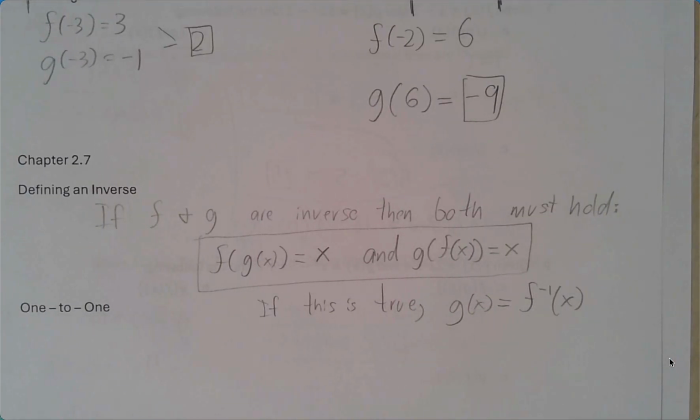So that f to the power of -1 is the way we would literally write it, but what it means is f inverse of x. And finally, now we get to one-to-one.